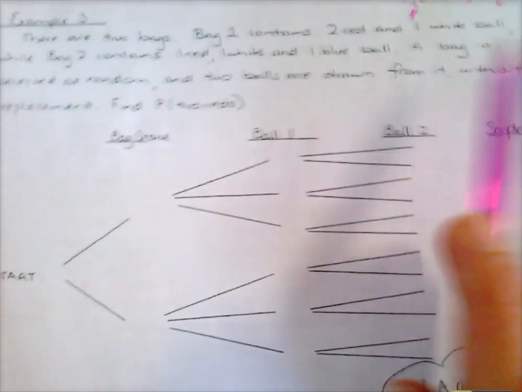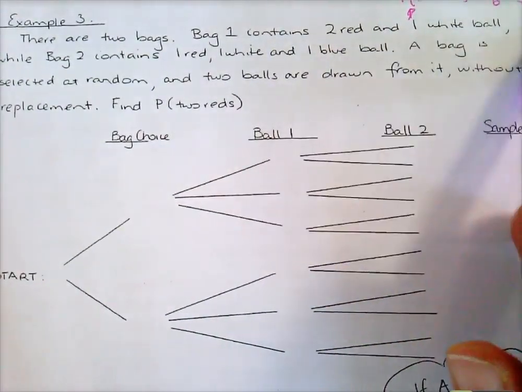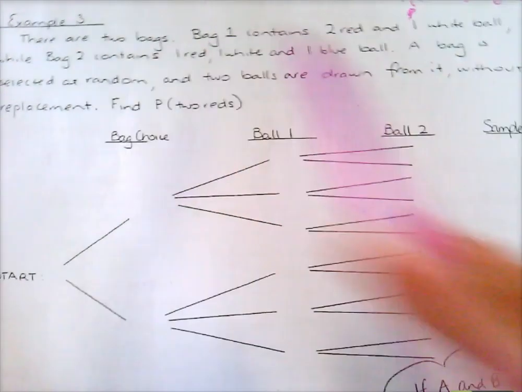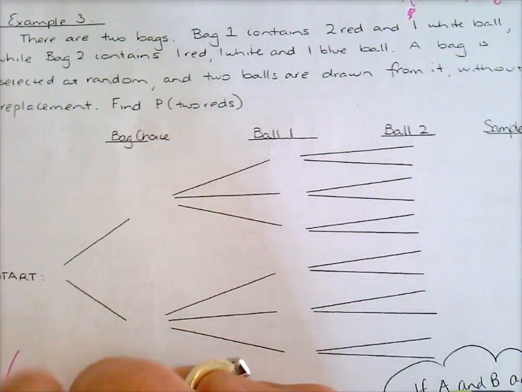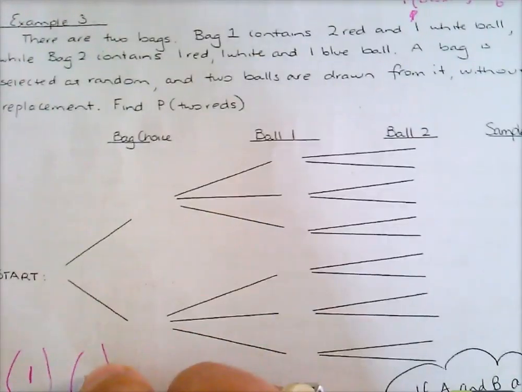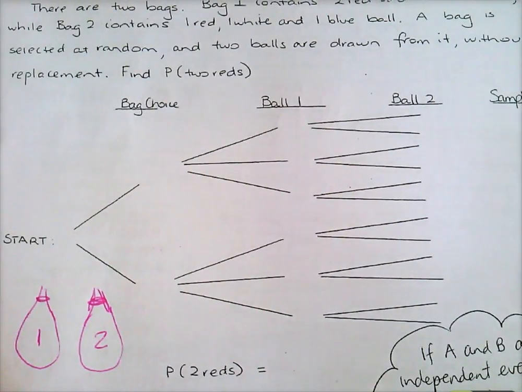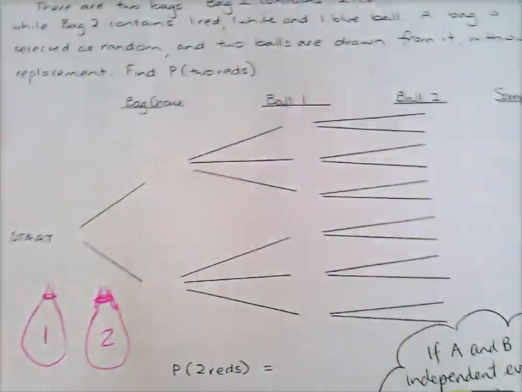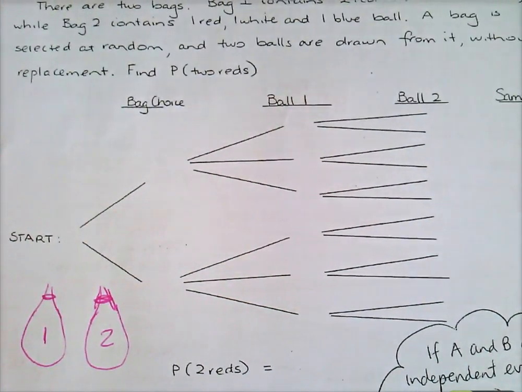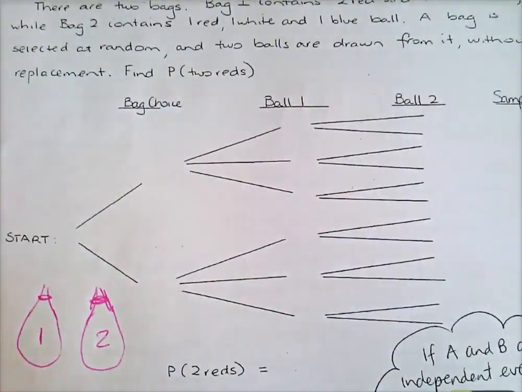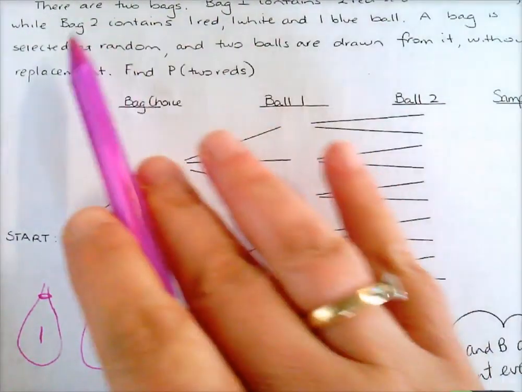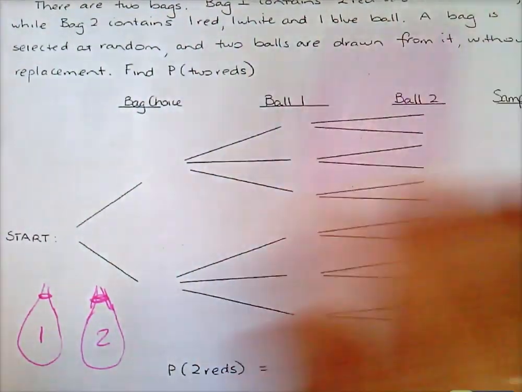Now, there are 2 bags. Bag 1 contains, just don't go yet, don't draw anything, 2 red and 1 white ball, but bag 2 contains 1 red, 1 white and 1 blue ball. So girls, this is what we've got. We've got bag 1 and bag 2. It says a bag is selected at random, so don't worry about what's in the bags, but the first thing you do, you hold these 2 bags in front of someone and you say, choose a ball. Well, they've first got to choose a bag. You'll say, choose a bag, then choose a ball from it.